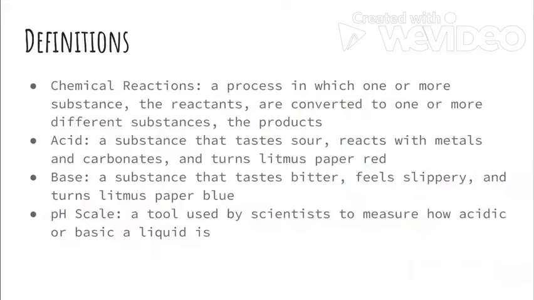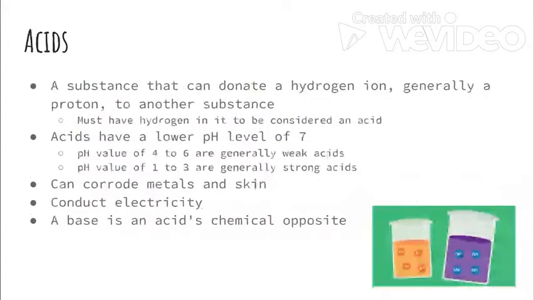A base is a substance that tastes bitter, feels slippery, and turns litmus paper blue. The pH scale is a tool used by scientists to measure how acidic or basic a liquid is. Breaking that down a little further, an acid is a substance that can donate a hydrogen ion, generally a proton, to another substance. So in order for a substance to be considered an acid, it has to have hydrogen in it. Looking at the pH scale, anything lower than a 7 is going to be considered an acid.